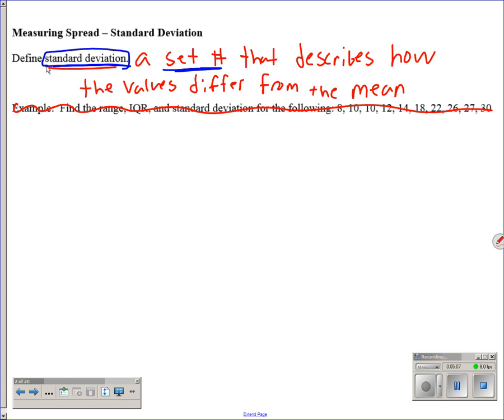Okay. Another way to think about it, if I have a big standard deviation, it means that my numbers are spread out and they are less consistent. Okay, so the closer they are together, the more consistent they are with each other. Kind of keep that in mind because that's going to be a question later. Okay.